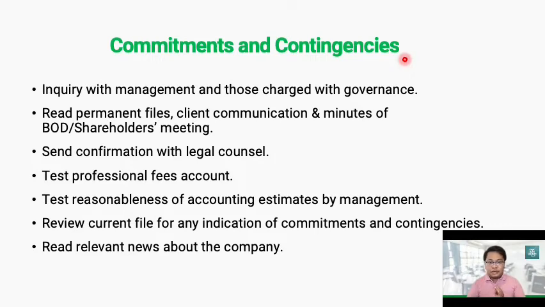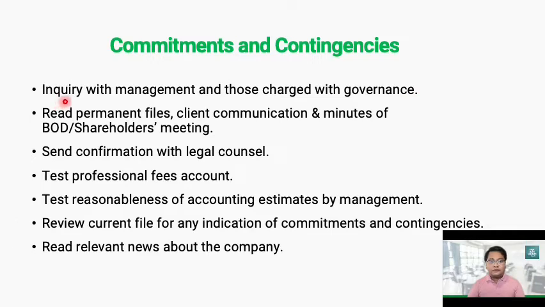However, some of those commitments and contingencies are required to be disclosed in the financial statements, especially with respect to contingent liabilities. That is why we perform procedures to understand and to identify whether there are additional commitments and contingencies, while not recognized in the financial statements of our client, but needed to be disclosed in the notes to financial statements. So in performing procedures to understand and identify commitments and contingencies, the following procedures may be performed by the auditor.